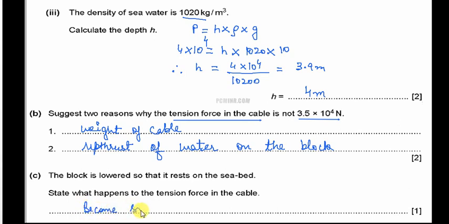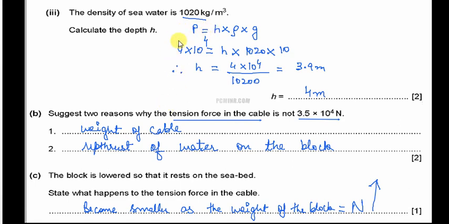Why? It will become smaller as the weight of the block now would be exactly equal to the normal reaction it receives in the upward direction, and that would definitely cause a decrease in the tension force in the cable. I hope you understood how to attempt your paper based on the marks.